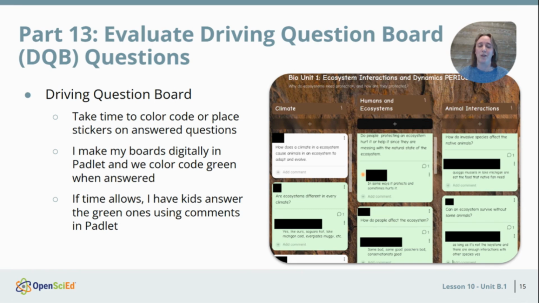Constantly coming back to the driving question board not only gives students ownership that we've answered their questions, but also gives them a sense of pride and acknowledgement that their questions are important and that we can and will spend the time answering what is important to them. It gives the OSC curriculum relevance to the students when they see their personal questions being answered.